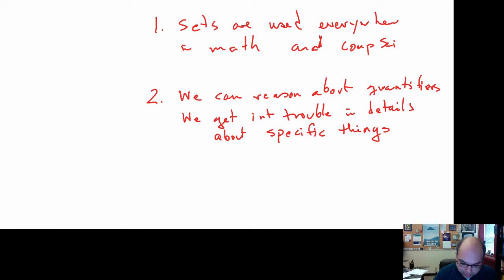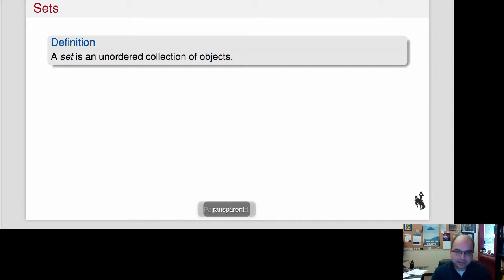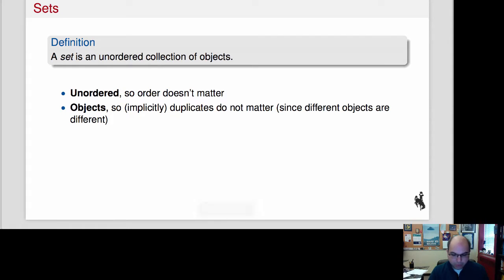So what exactly is a set? A set is an unordered collection of objects. What does that mean? Well, it's unordered. That means the order doesn't matter. So the set that has 1 and 2 is really the same as the set that has 2 and 1. It doesn't matter what order it has them in.